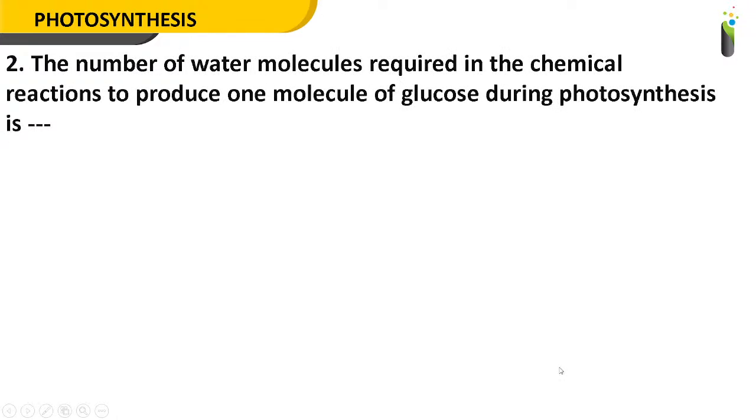Question number two. The number of water molecules required in the chemical reactions to produce one molecule of glucose during photosynthesis is dash. A. 6, B. 12, C. 18, D. 24. So the number of water molecules required in the chemical reactions to produce one molecule of glucose during photosynthesis is dash.